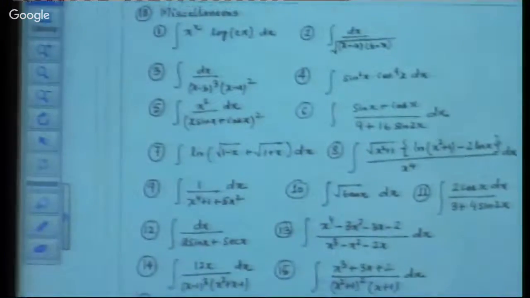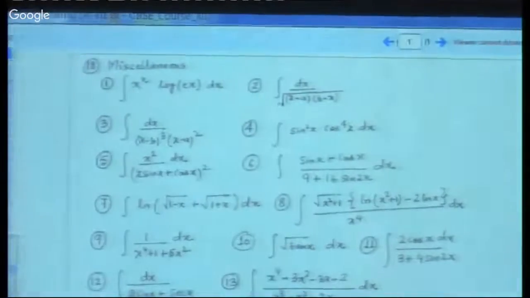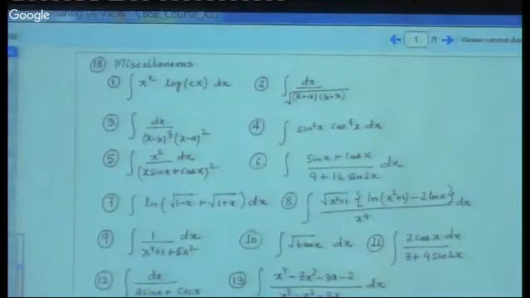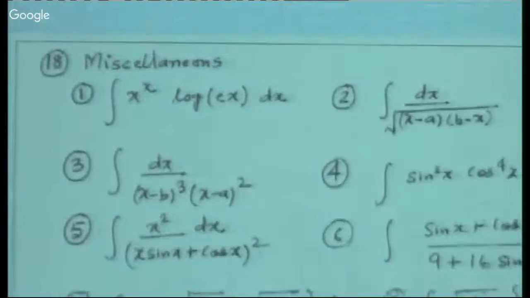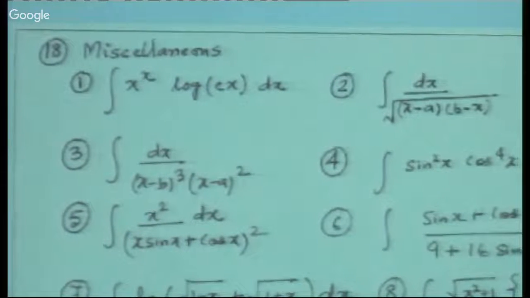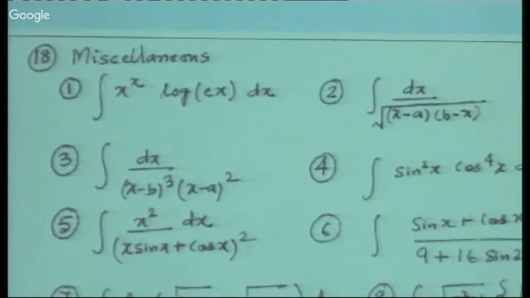Okay, I'll just take them orally. 18, first I can handle it by substituting x to the power x as t. Things will turn out to be, final answer would be x to the power x. Okay, second part, yeah, this is very important.